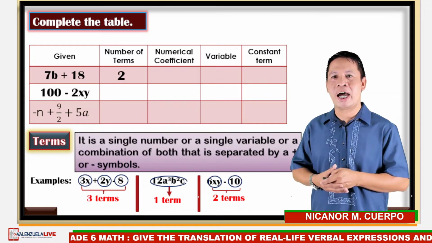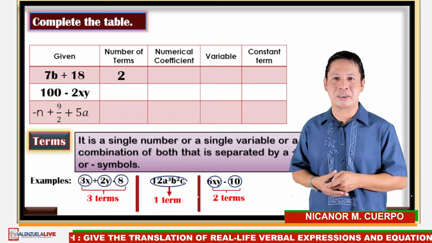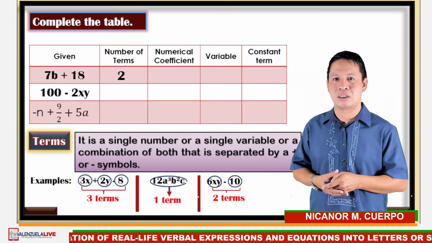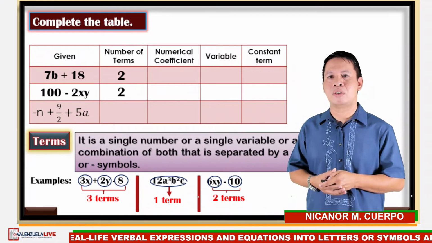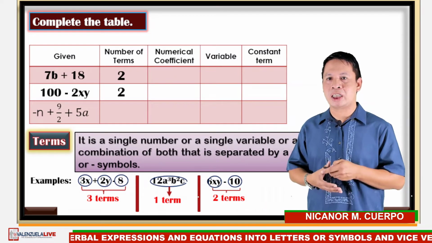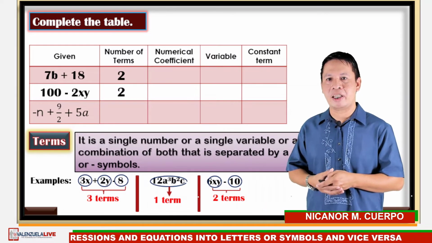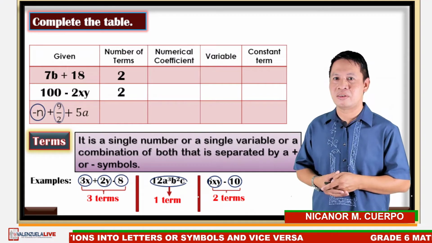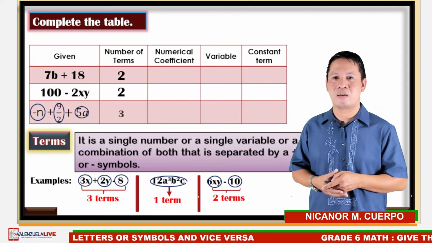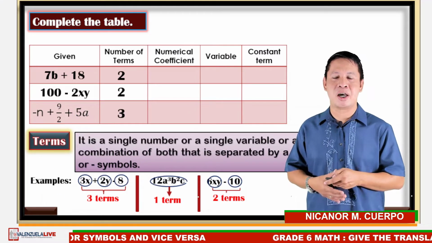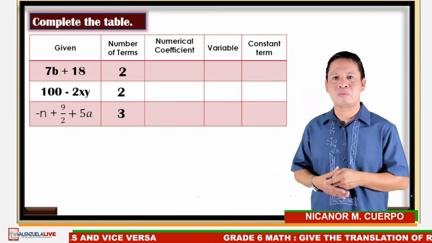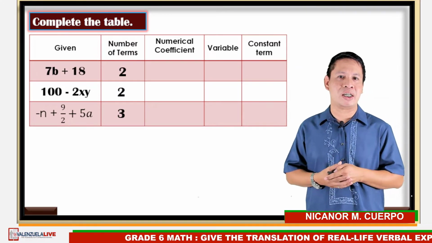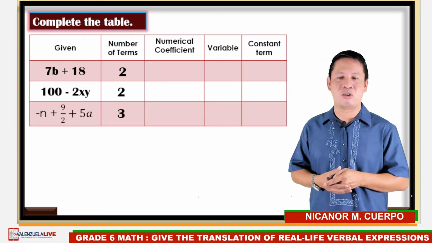What about 100 minus 2xy? There are two terms also. For the expression negative n plus 9 over 2 plus 5a, there are, correct, there are three terms. Now, after we identify the number of terms, let us now try to identify the numerical coefficient.